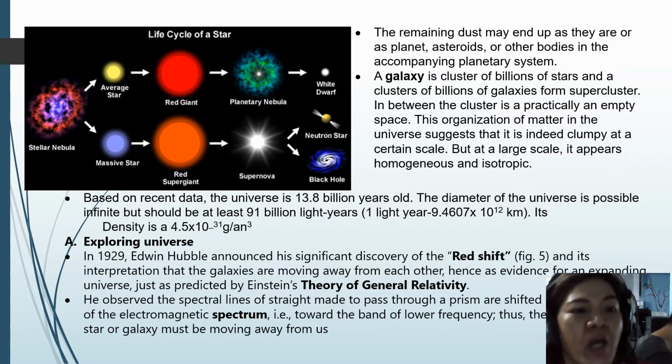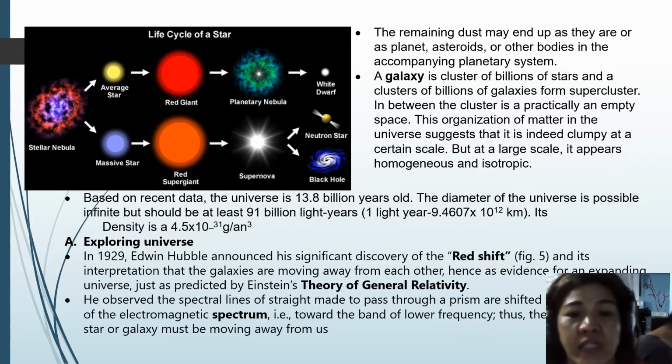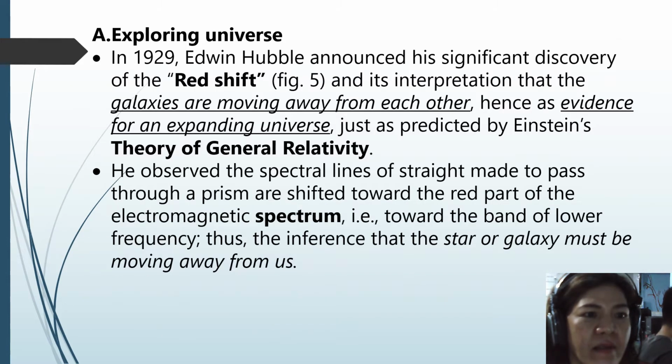Okay, so now he observed the spectral lines of stars made to pass through a prism are shifted through the electromagnetic spectrum, toward the band of lower frequency, thus the star or galaxy must be moving away from us. So that is why if you go out at night and try to look up the sky, galaxies are very, very far away from us.